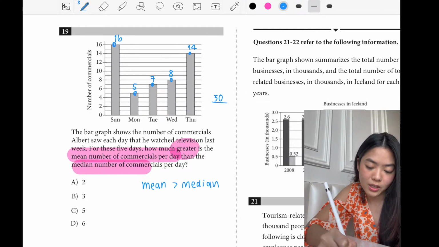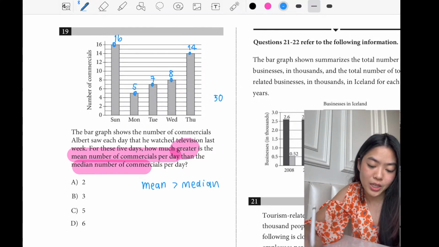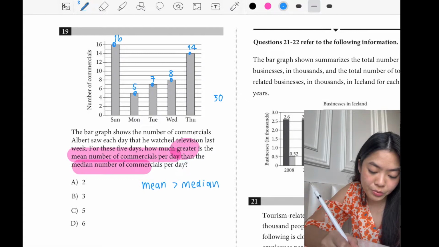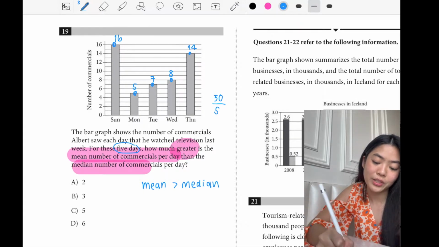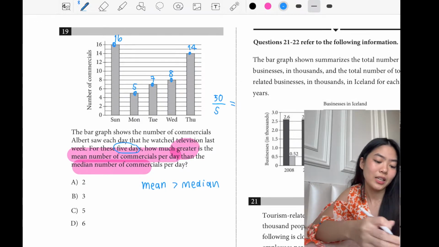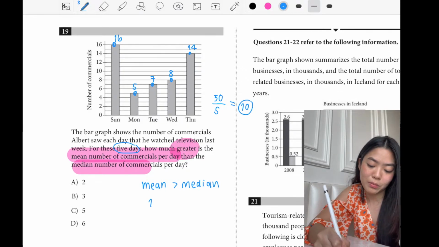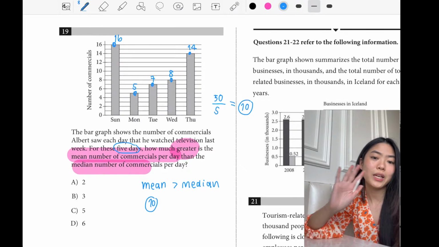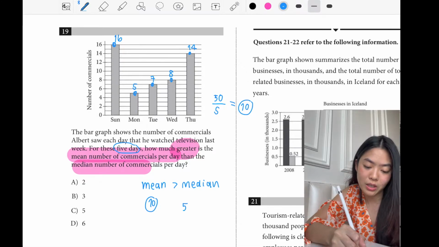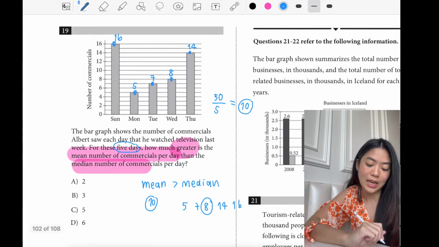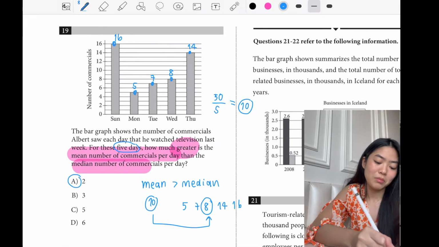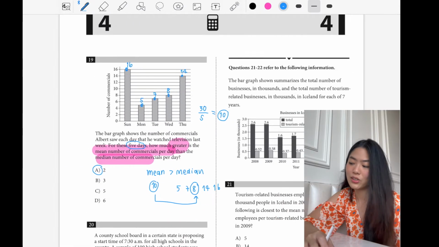It's 50, for these 5 days. So we're going to divide 50 by 5, and now the mean would be 10. The median will be the one in the middle, so we list from small to big: 5, 7, 8, 14, 16, and the median is 8. Therefore the mean is greater than the median by 2, so for 19 the answer would be A.